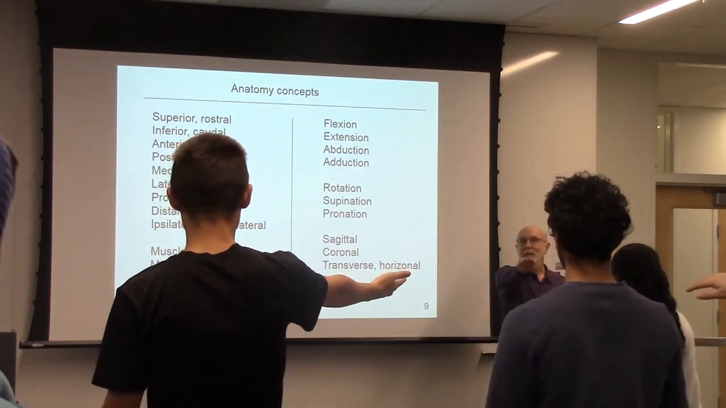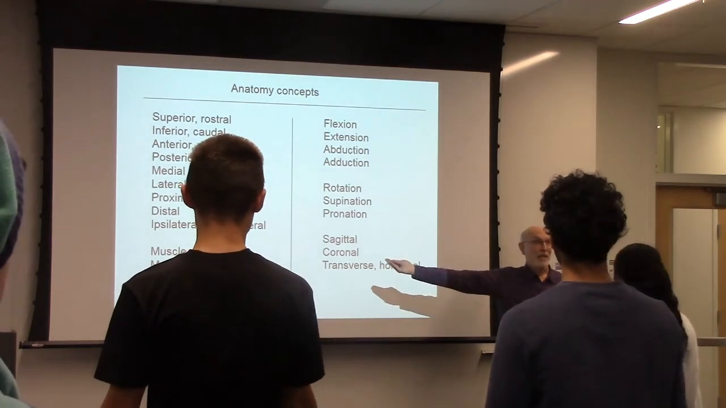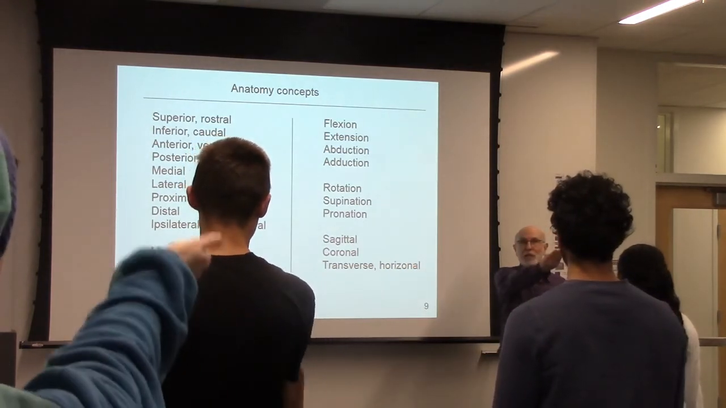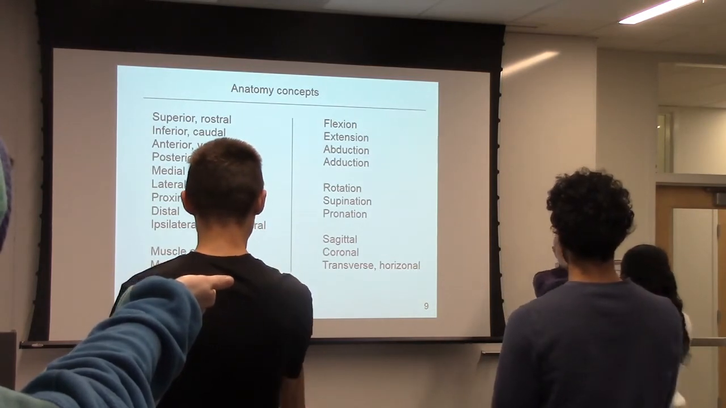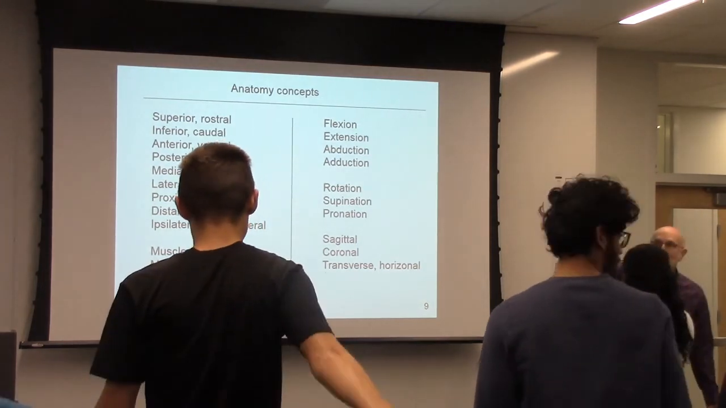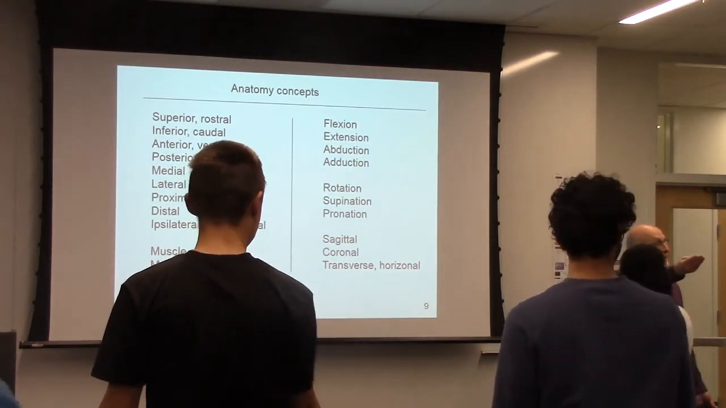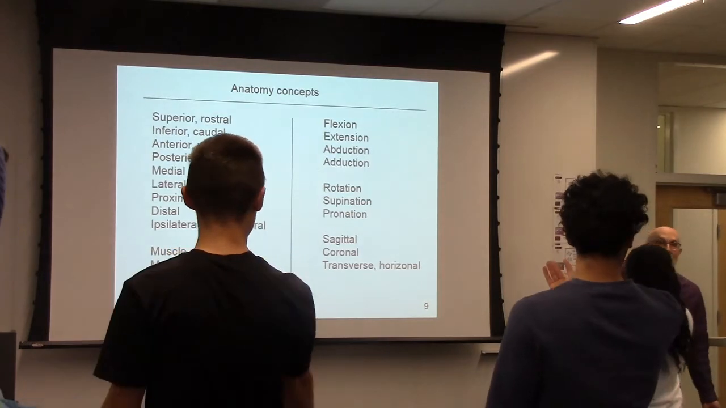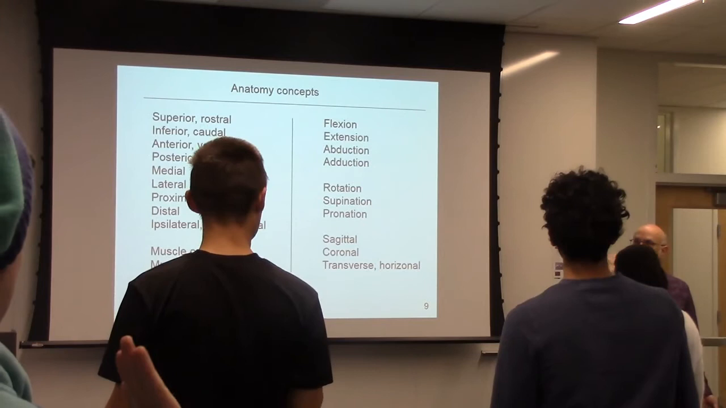This is flexion of the arm. This is not flexion of the arm. This is flexion. So if this is flexion of the arm, what is extension of the arm? Extension. So flexing the arm at the shoulder, extending the arm at the shoulder. Flexing the elbow, extending the elbow.